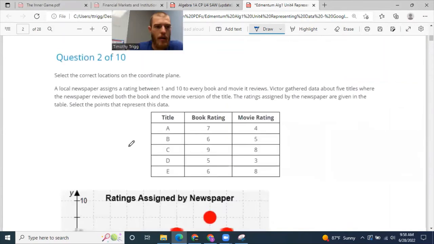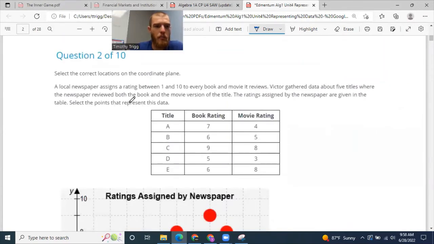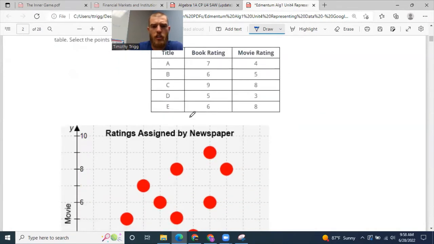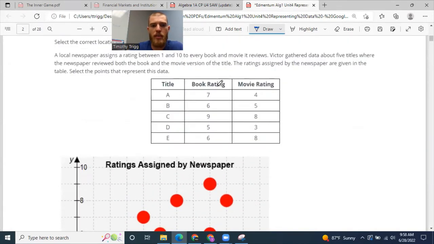to grow as well. A local newspaper assigns ratings between 1 and 10 to every book and movie it reviews. Victor gathered data about 5 titles where the newspaper reviewed both the book and the movie version of the title. The ratings assigned by the newspaper are given in the table. Select the points that represent the data. So here you're just clicking the points that are shown here.